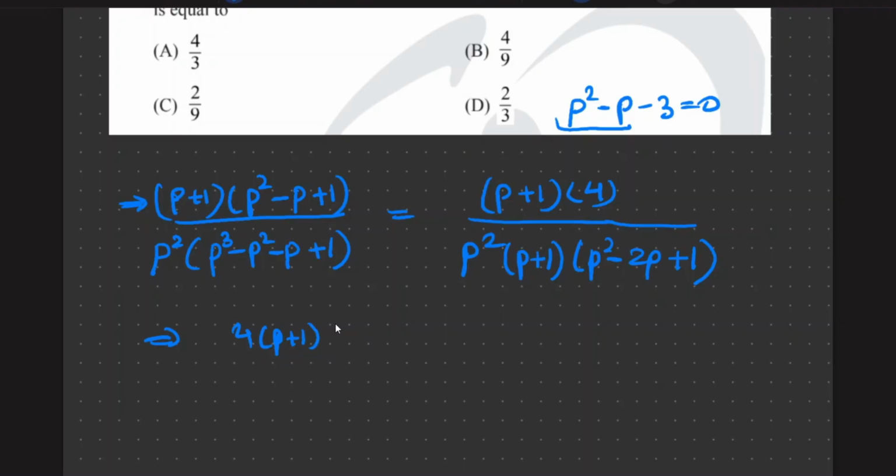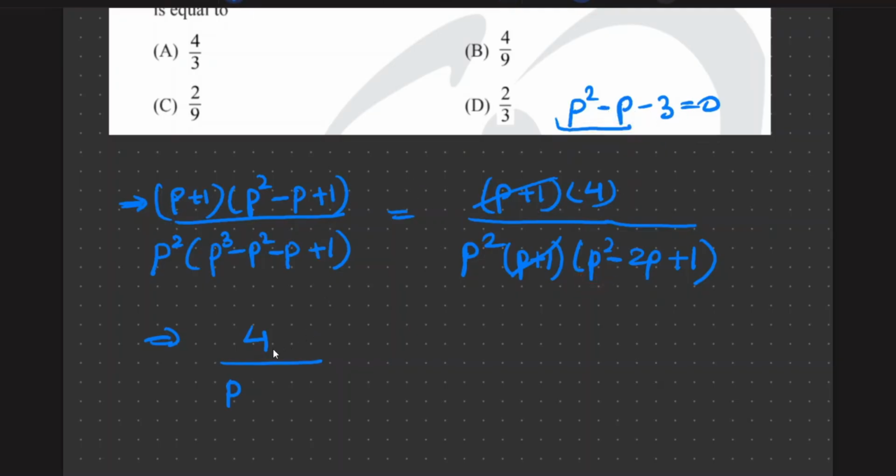Okay, p plus 1 gets cancelled out, right? We'll be left with 4 by p square times p minus 1 whole square, right? So let us now convert to linear into linear. Then only we'll get another quadratic expression, right? So I'm substituting p square from this expression over here, I am substituting p square as p plus 3, and here also I'm substituting p square as p plus 3.